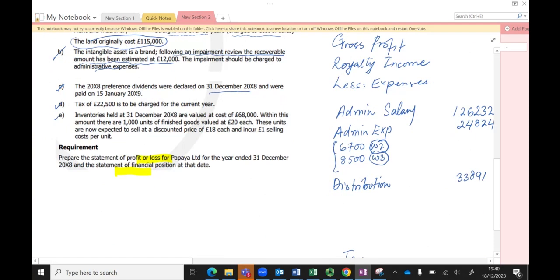Inventories held at 31st of December 2008 are valued at 68,000. Within this inventory, there were 1,000 units of the finished goods valued at £20 each. These units are now expected to sell at a discounted price of £18 and incur £1 selling cost. So we need to remove the value of this inventory which is at £20, because that inventory has decreased in value.